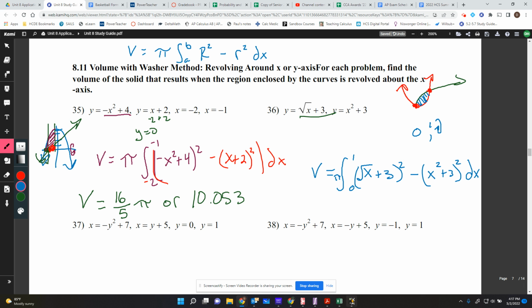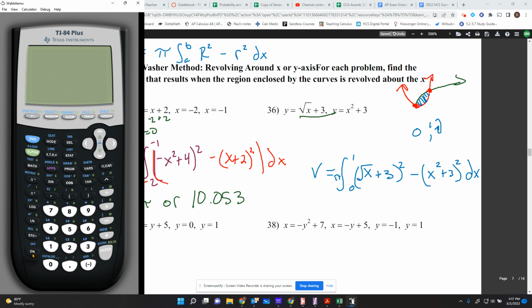And again, just to kind of review, putting that in, we're just going to go to our calculator. There's no trig in this, so it doesn't matter what mode we're in. We're going to go down to integration. Let's put pi in first, then let's go to integration. And we're going 0 to 1. And we need parentheses because we're doing multiple things.